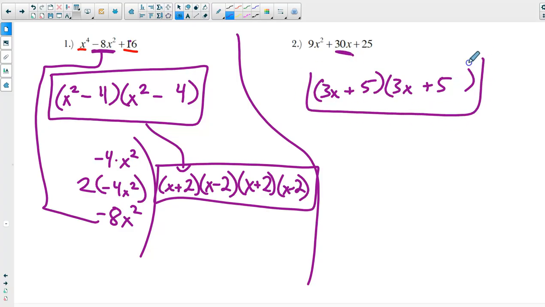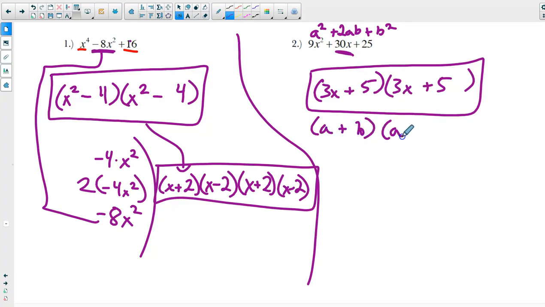So that's done. Can I factor that anymore? No, that one's done. Can't do anything else with that. So just to kind of show how this works, this is a squared plus 2ab plus b squared, and that factors to, in this case, a plus b times a plus b. So that's where your formula shows up. That's what's going on.